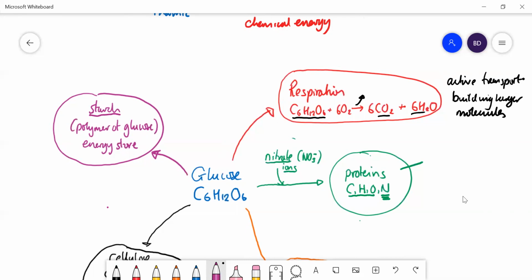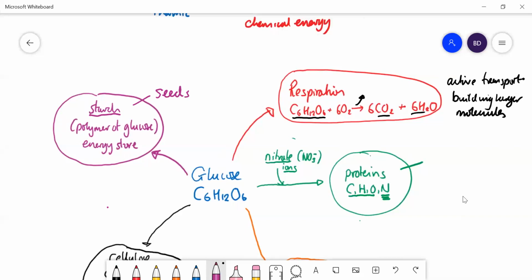It also goes into seeds. A lot of seeds like wheat and cereals have a lot of starch in them. And that starch is used when the seed germinates, and it can't photosynthesize yet. It's got to grow into a small plant, and so that energy store provides the energy so the seedling can grow.